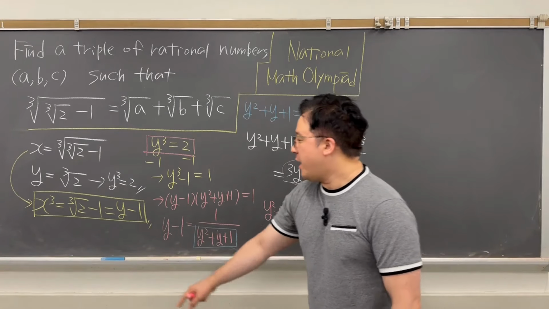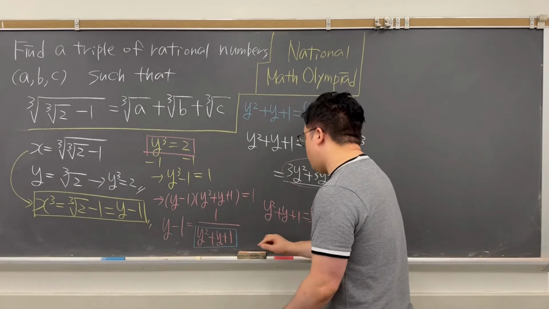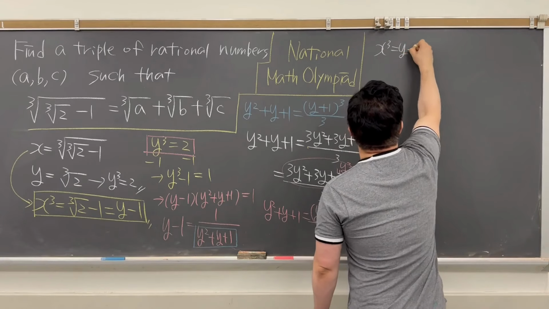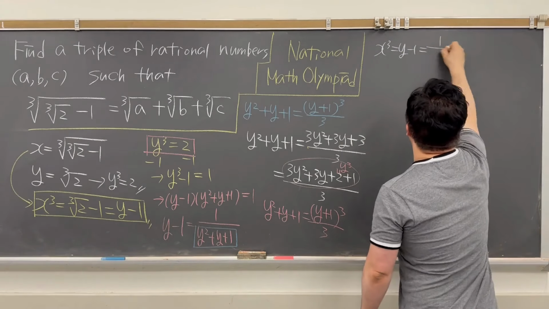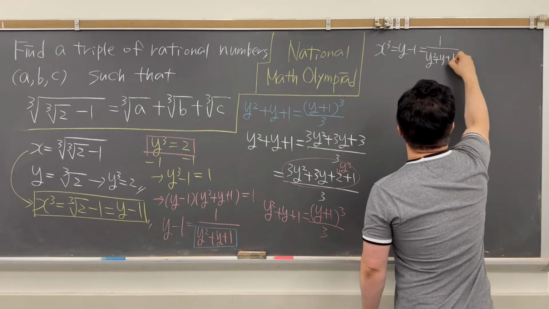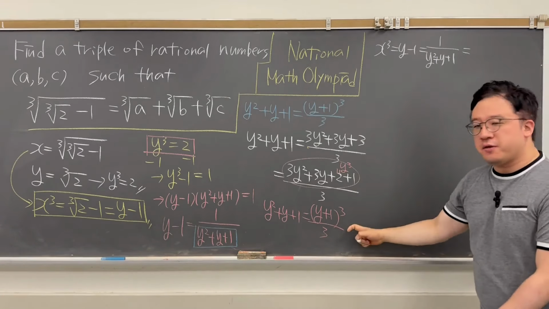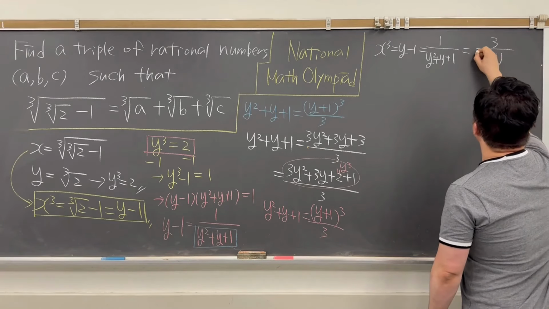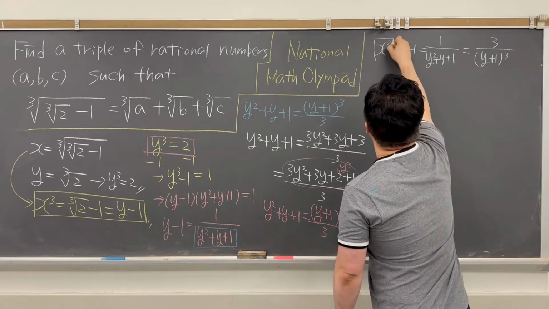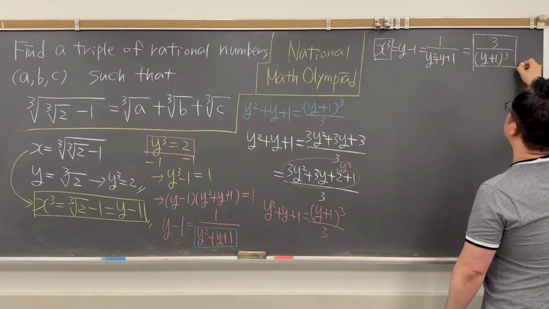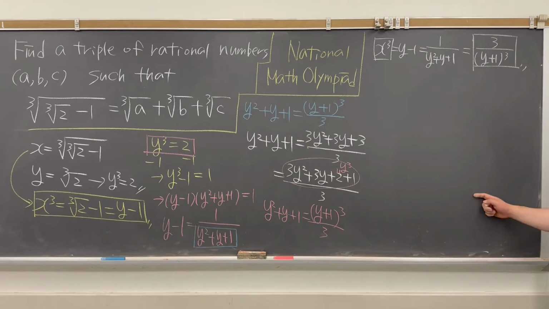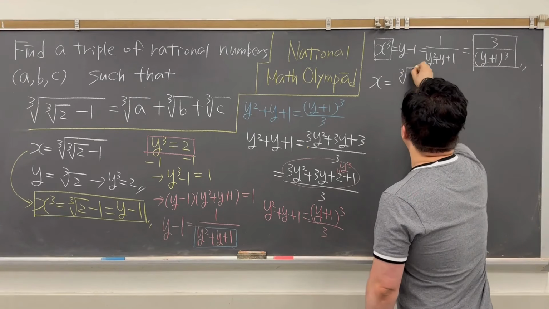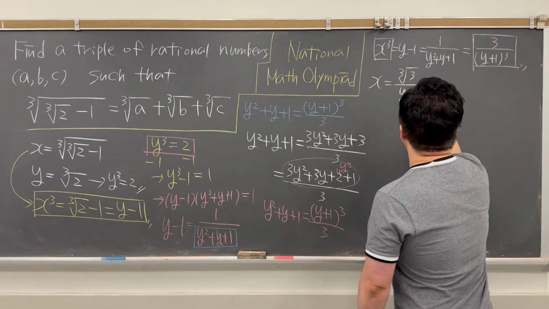So now we can plug this y plus 1 cubed over 3 into this denominator. At the same time, x cubed is equal to y minus 1. So we are now working on x cubed is equal to y minus 1, that is equal to 1 over y squared plus y plus 1. That should be equal to just the reciprocal of this, which is 3 over y plus 1 cubed. So that's why from this, we can represent your x as cube root of 3 over y plus 1.